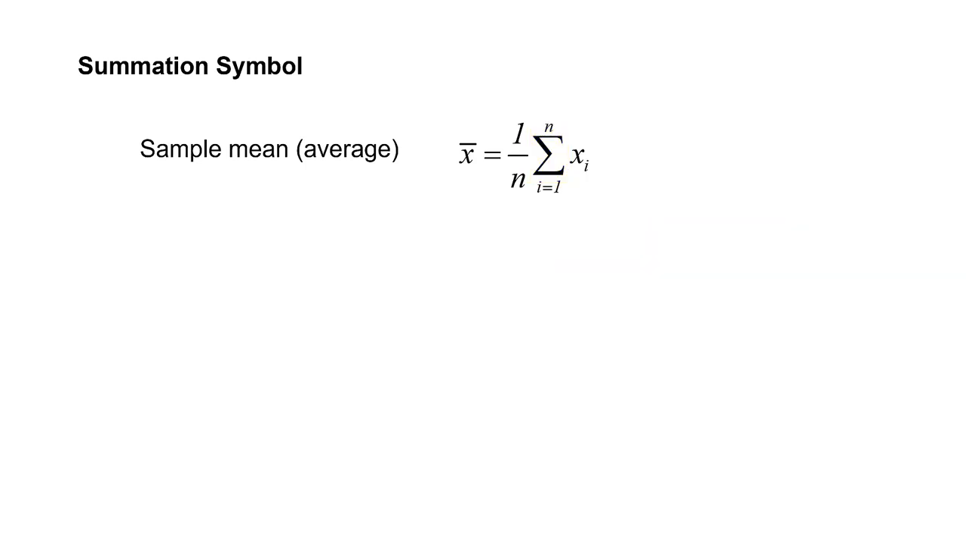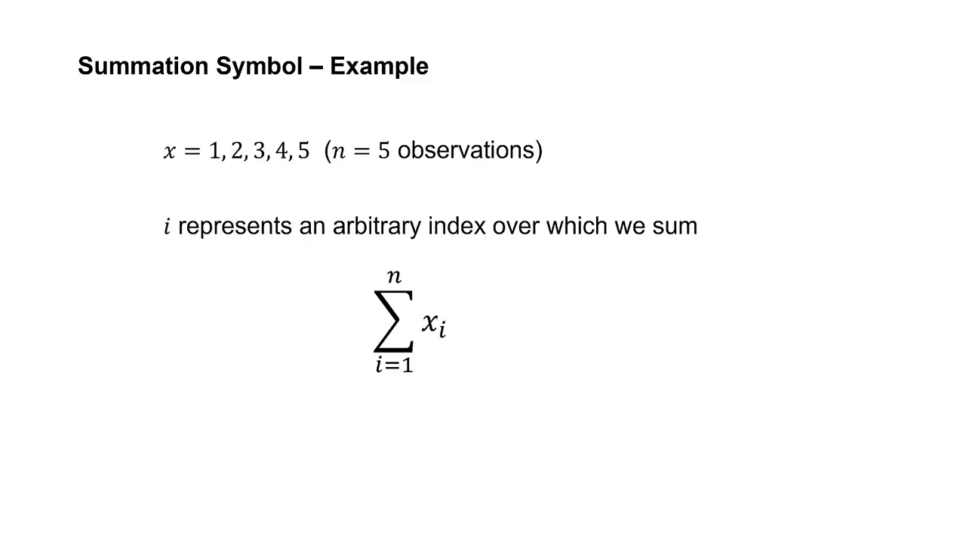For example, if we wanted to calculate the average of a sample, we sum up all of the items in the sample and then we divide by the number. So this is just an example of where you might see the summation symbol. I think a good way to introduce this is to have an example. So let's just say we have a set of data here, x: 1, 2, 3, 4, and 5. There's 5 observations here, so n equals 5.